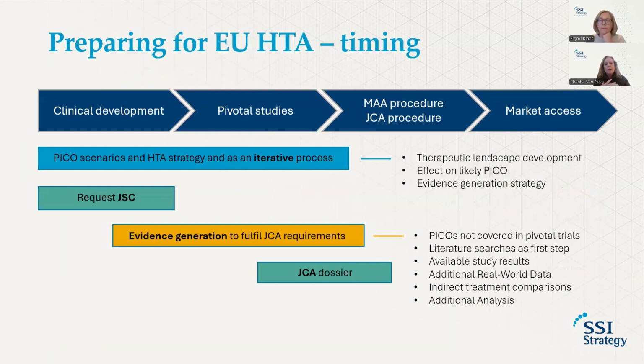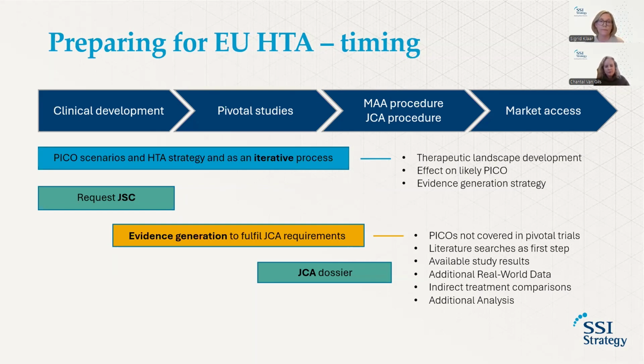So basically, clinical development is very busy working on their phase 2-3 pivotal trials, probably at this stage, thinking about the design for the phase 3. And then you start understanding what PICO will be directly covered by the pivotal trial. And then you think about, okay, what PICOs will not be covered, and what do we actually know about those PICOs? So what information is available? What studies are out there?